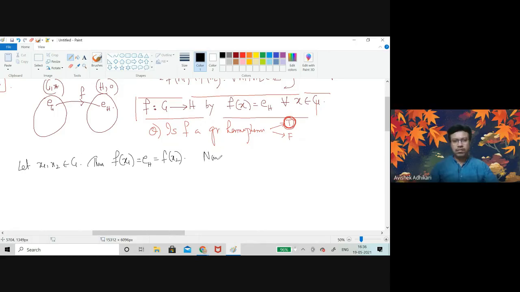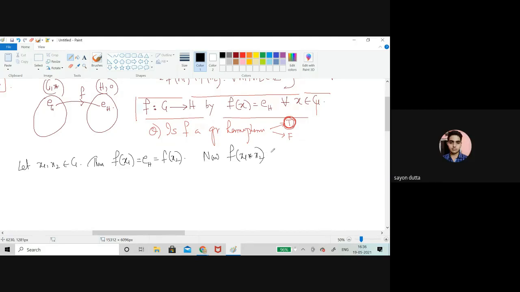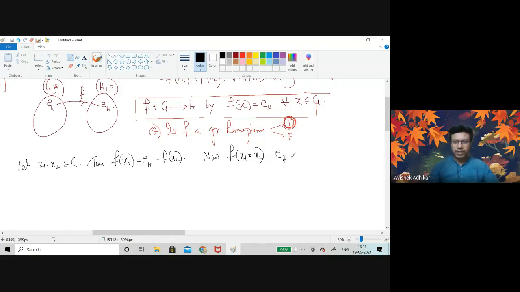Yes. Now f of x1 star x2 equals again E of H. Very good. Same as E of H composition E of H, same as f of x1 composition f of x2, because all these values are E of H. Okay, so that is true for all x1, x2 belonging to G. That implies f is a group homomorphism.